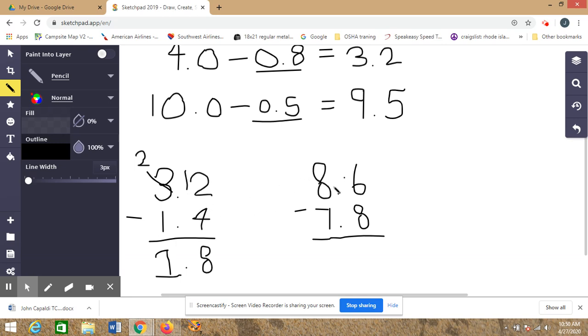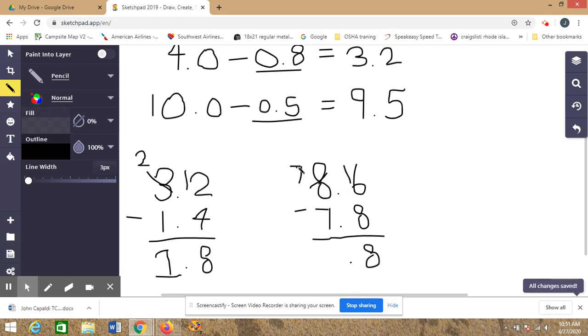So then if we have even bigger numbers, we'll move over here. 8 and 6 tenths minus 7 and 8 tenths. Like always, go all the way to the right. What's 6 tenths minus 8 tenths? Can't really do that off the top of my head, so I need to borrow from the ones. Take 1 from this 8, it becomes 7. Carry the 1 over here. It's like we made 10 tenths. So now it's like we have 16 tenths minus 8 tenths, and that's easy to do. 16 tenths minus 8 tenths is 8 tenths.